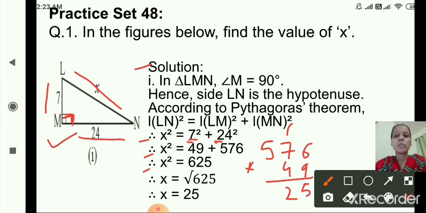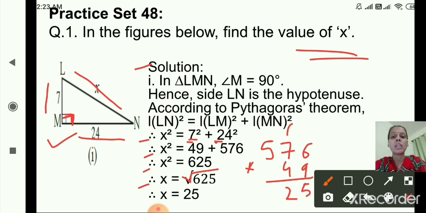Now as you can see here, we have to find out the value of x, and here what we got is x square is equal to 625. So how will you get the value of x? x is equal to, what is this sign? This is square root of 625. Why have we written square root here? Because x square is equal to 625, so x is equal to square root of 625. Now what is the square root of 625? The square root of 625 is 25, so x is equal to 25.